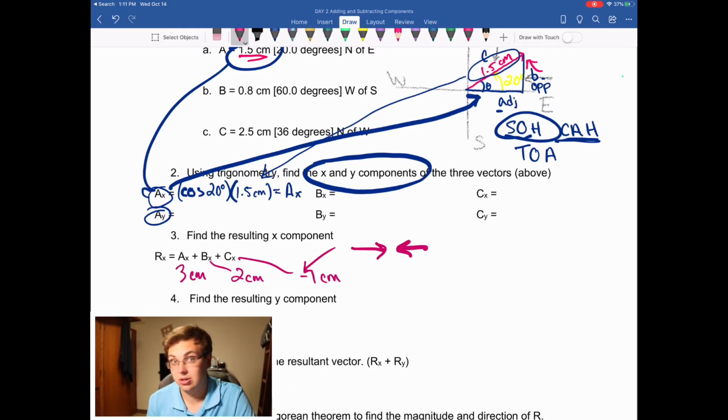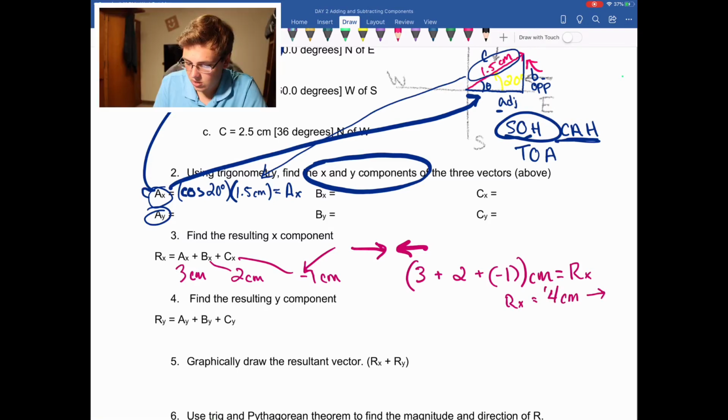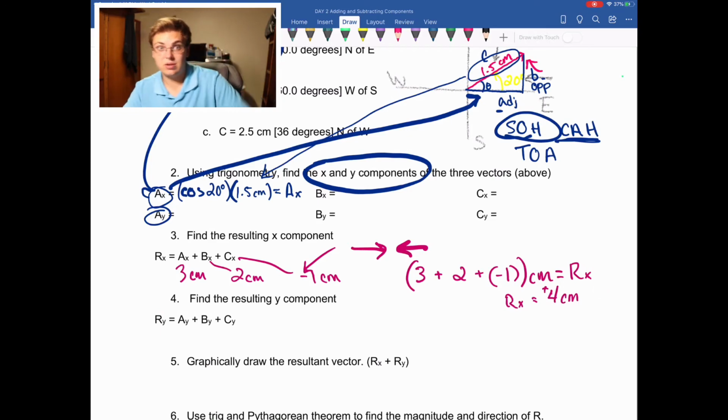It's just direction. So when we add those together, we have 3 plus 2 plus a negative 1. These are all in centimeters, equals our Rx. So Rx is going to equal 4 centimeters to the right, or it's positive. Either one works. I prefer positive, negative, so we can get into that habit, getting away from the arrows more so.